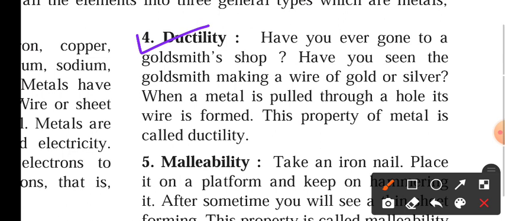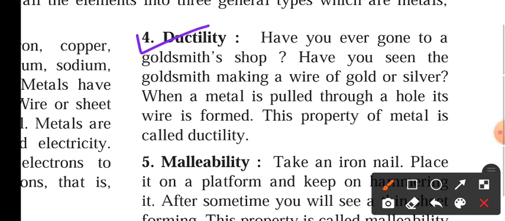Simply, if I am talking about gold, it is one of the best metals we have. If we have 1 gram of gold, we can draw it into a wire which can be up to 2 kilometers long. We can recast that 1 gram of gold into a wire, and the length can reach up to 2 kilometers. So thin a wire we can make with gold.